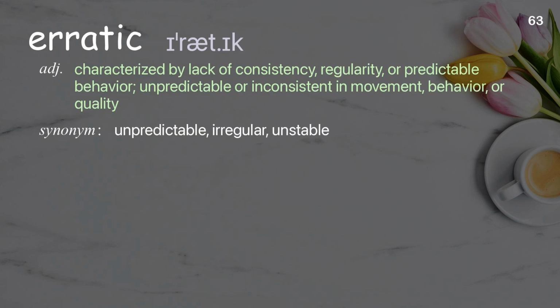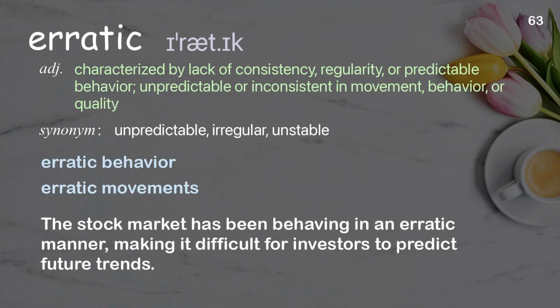Erratic. Characterized by lack of consistency, regularity, or predictable behavior, unpredictable or inconsistent in movement, behavior, or quality. Examples: Erratic behavior. Erratic movements. The stock market has been behaving in an erratic manner, making it difficult for investors to predict future trends.